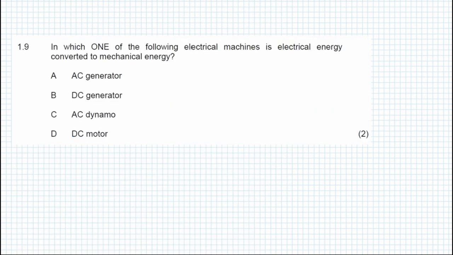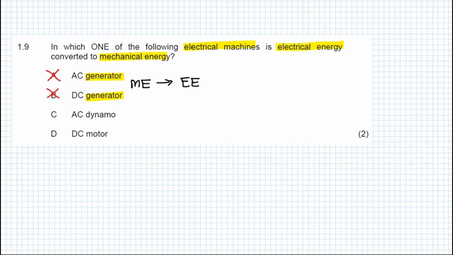We now move on to question number 1.9, which is, in which one of the following electrical machines is electrical energy converted to mechanical energy? Is it an AC generator, a DC generator, an AC dynamo, or a DC motor? Well, we know that in generators, mechanical energy is going to be converted into electrical energy. So therefore, A and B are incorrect.